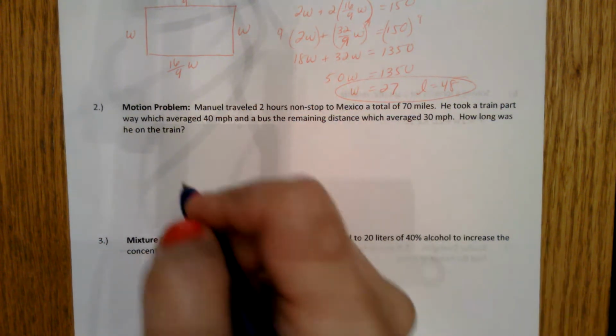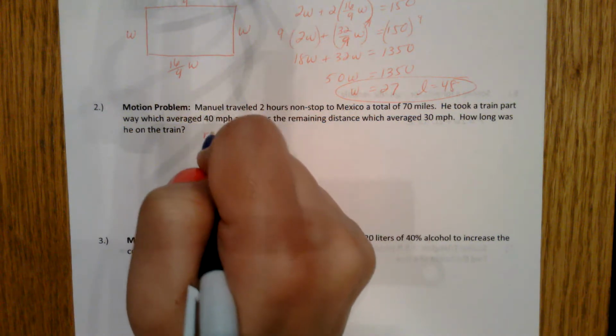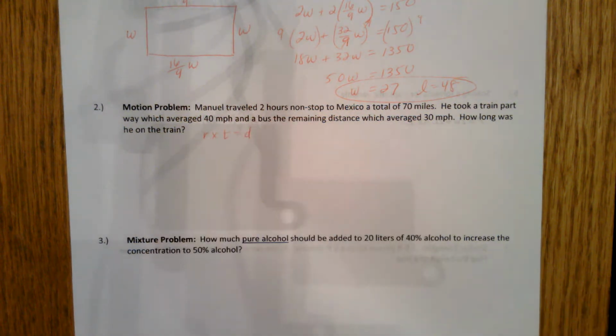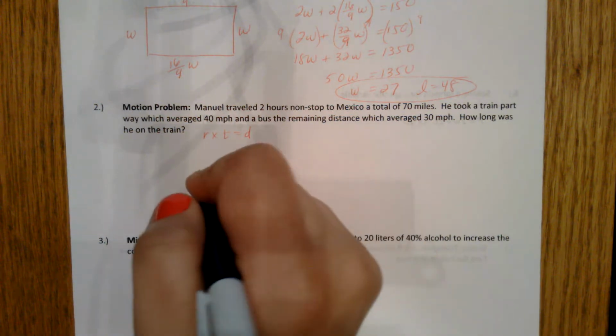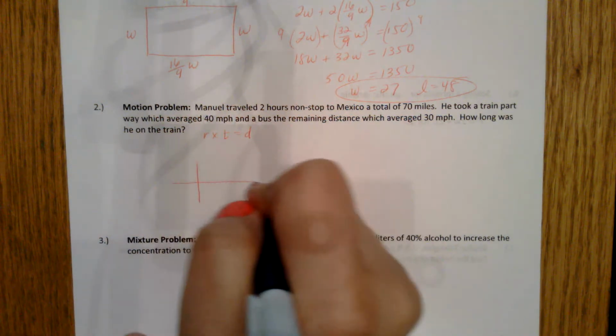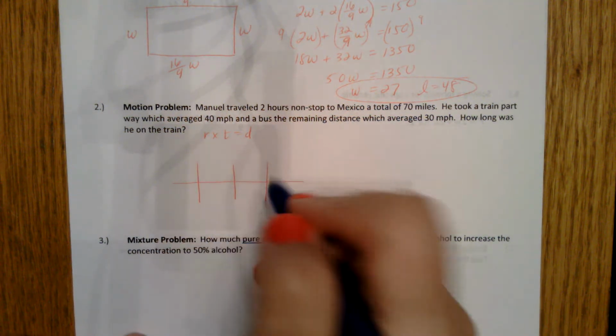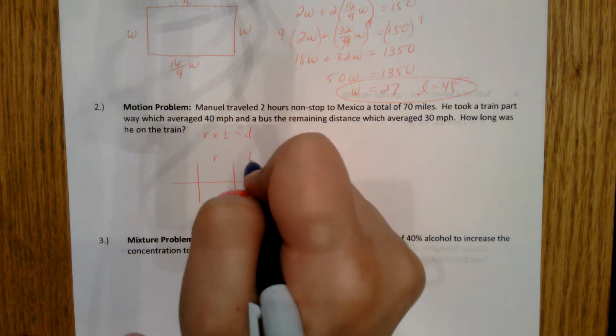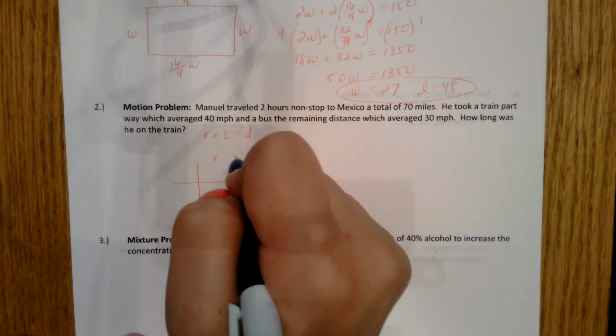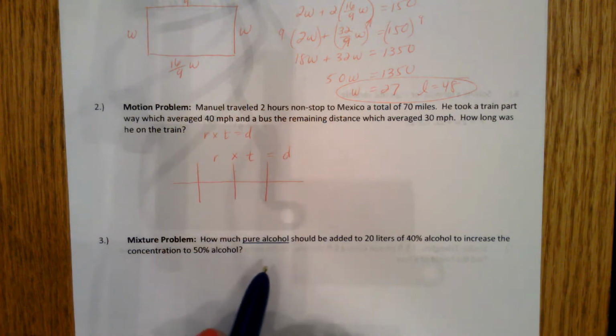Okay, so if you remember the good old phrase, rate times time equals distance, or maybe you said distance equals rate times time. So I use that to draw myself a little chart. We're going to write his rate here, his time here, and his distance there. Rate times time is distance.